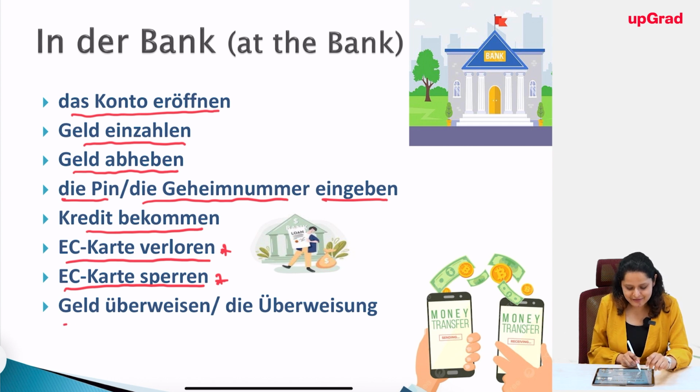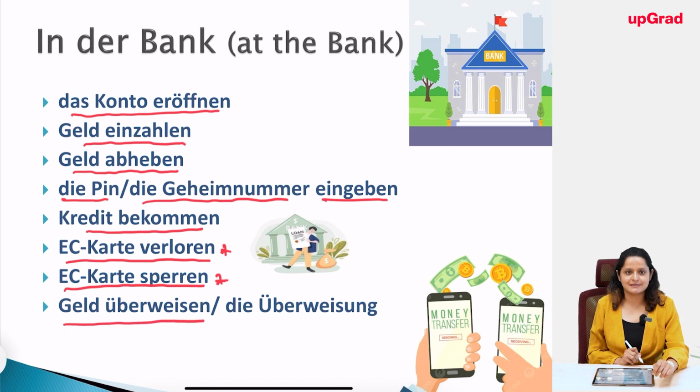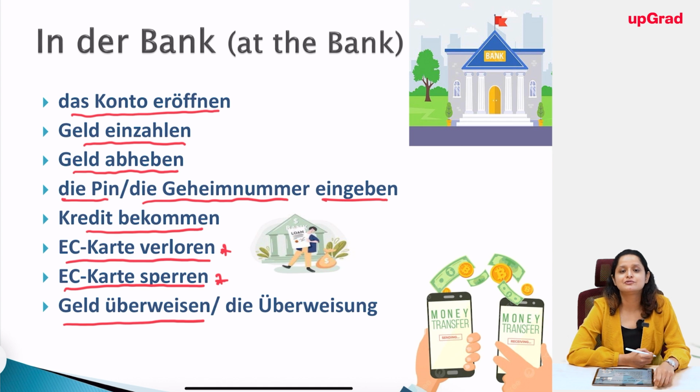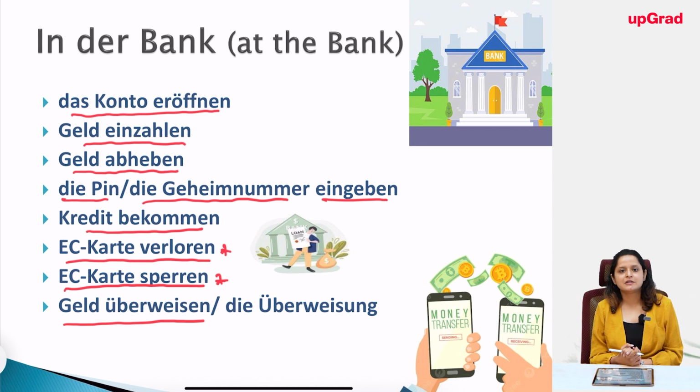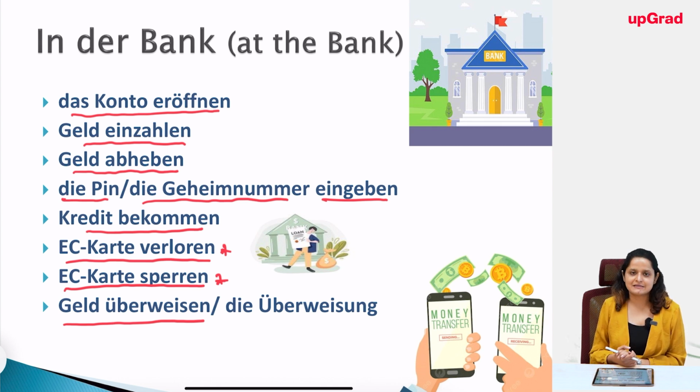The last one we see here is Geld überweisen. Geld überweisen is to transfer money. So let's say you are living in Germany, you may want to send money to your family living in some other part of the world. The word you use here is Geld überweisen, which means you wish to transfer money. It doesn't always have to be an international transfer, of course.